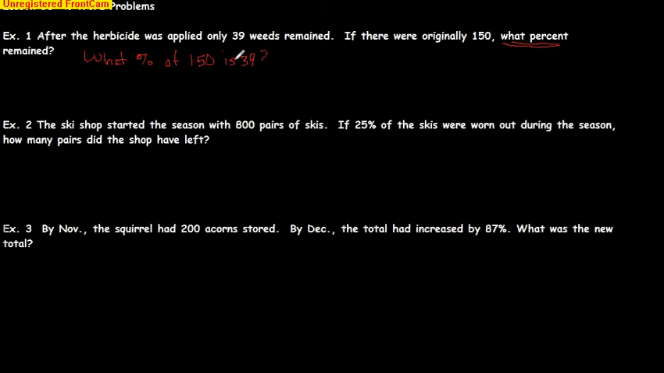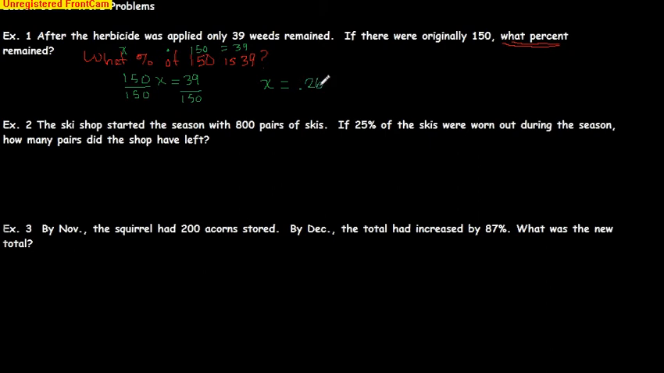So first thing I try to do is to write it into a sentence that only has numbers in it and then our standard equation words. So now we can do some replacing into algebra. So what percent would be our x? Of is our times. 150 equals 39. So we have our equation now. We would say 150x equals 39. We divide both sides by 150, and we get x equals 0.26.